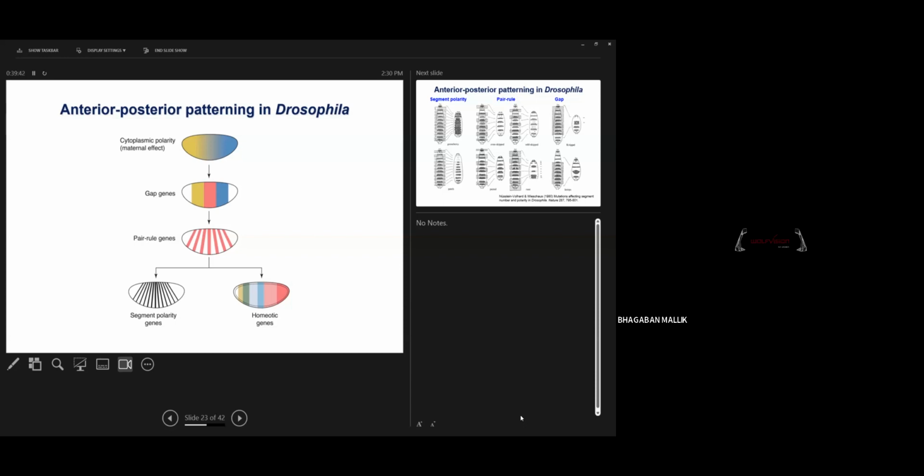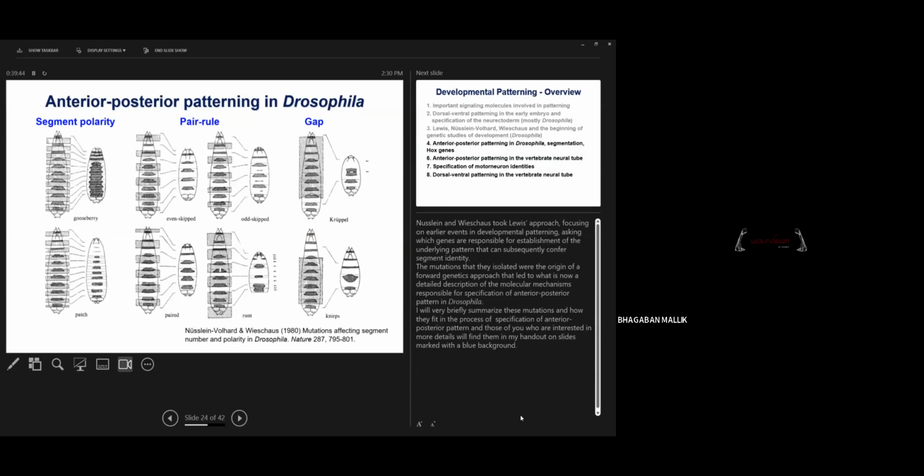Okay, so these are the segment polarity genes: the gooseberry genes or the patched genes. The pair-rule genes are even-skipped or paired, and the gap genes are Krüppel or knirps. You just have to go over the slide to remember some of the genes for the gap, pair-rule or segment polarity.